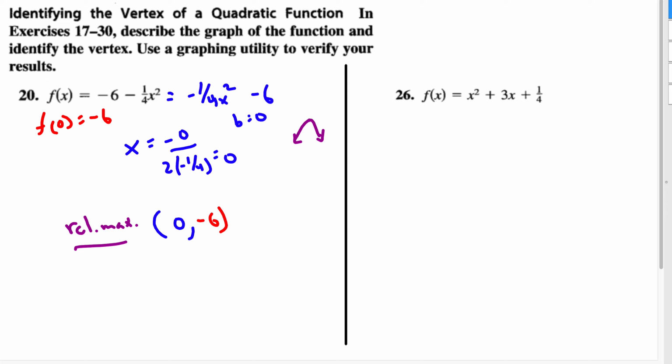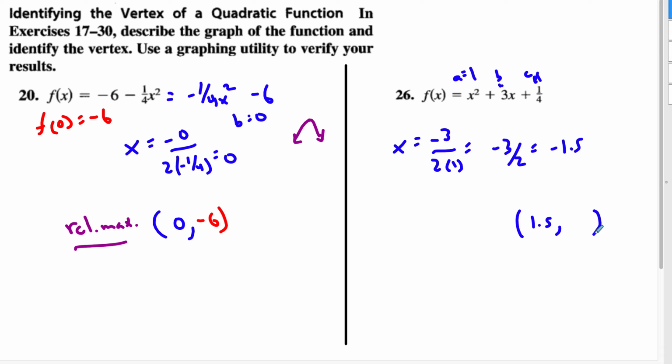This one's a little bit more straightforward, believe it or not, because you can just go straight to this. There actually is a value of b. Remember, a is... 0? No, it's 1. b is 3, and c is 1/4, right? So, opposite b, -3 over 2 times 1 is -3/2. Now it's okay to write this as -1.5, which means the vertex is at -1.5.